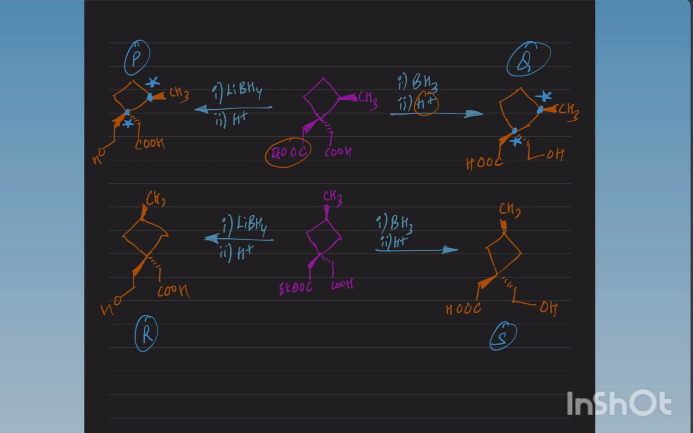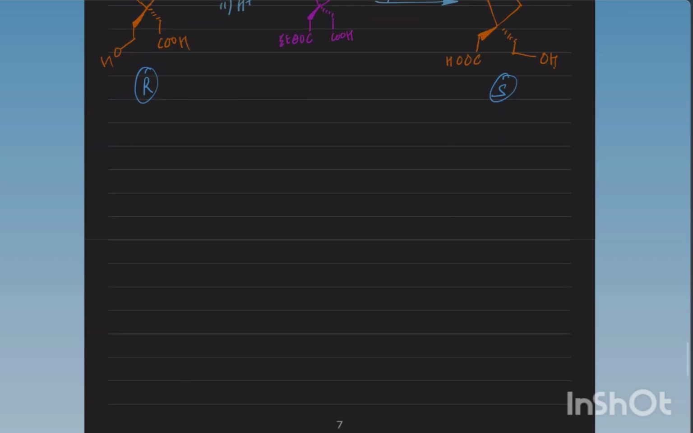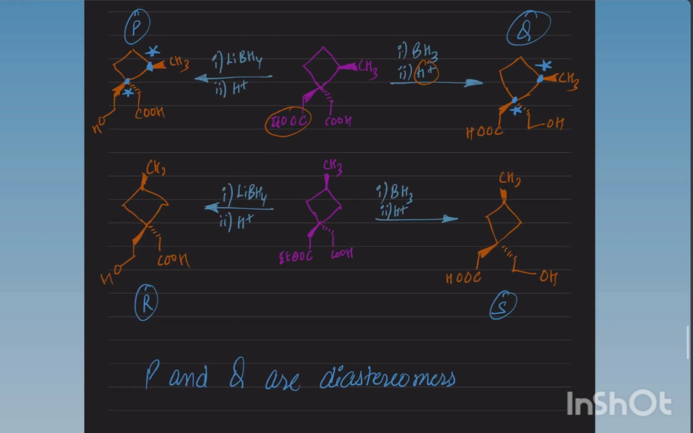So we can say that whenever this happens, one stereo center is the same and the other stereo center's configuration is opposite, and we say that those two molecules are diastereomers. So P and Q are diastereomers. Why? Because these two centers have the same configuration, but the other center has the opposite configuration. Whenever any of the chiral centers has the opposite configuration, with all remaining the same configuration, you say that those two molecules are diastereomers.